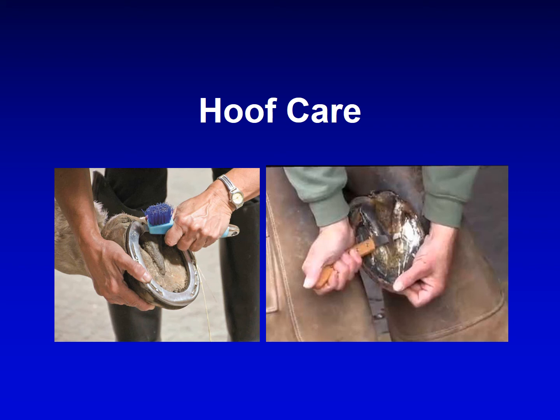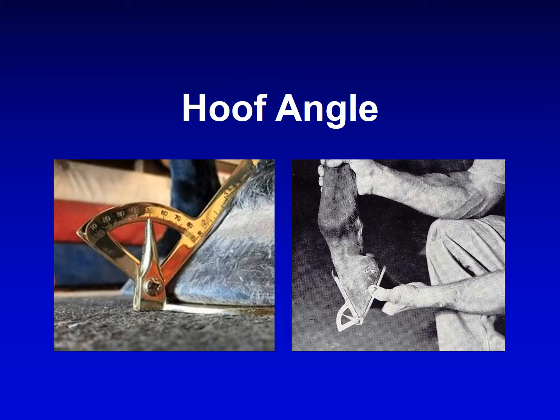Now, next we do the hoof angle. This is a machine that tests the angle of the hoof wall, and usually in the forelimbs it's about 45 degrees. It'll be a little more in the hind limbs, about 48, sometimes even 52, depending on the breed and the type of work that the horse is doing. But usually it's about 45 in the front hoofs, basically.